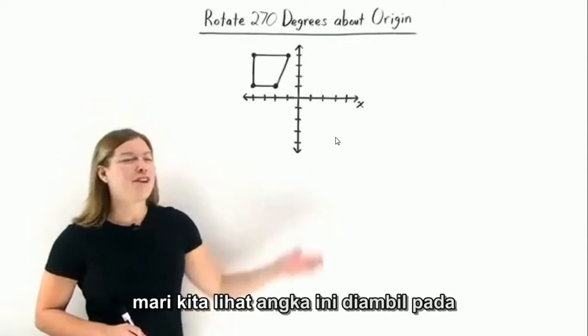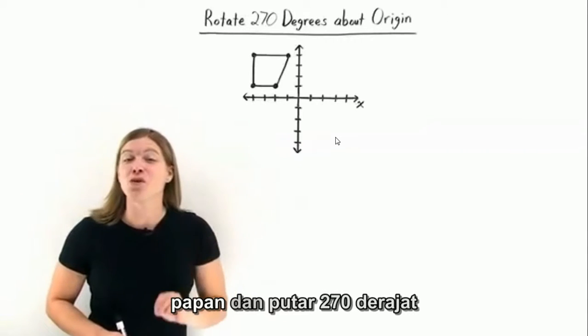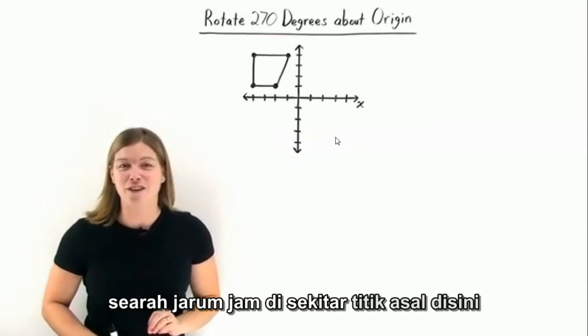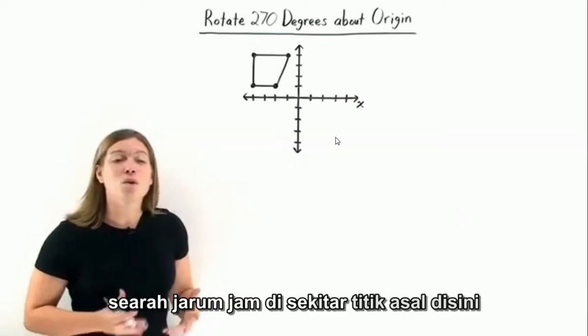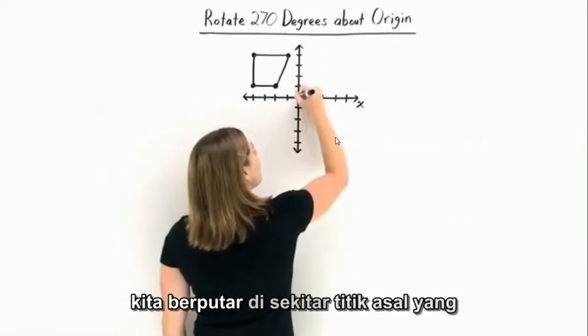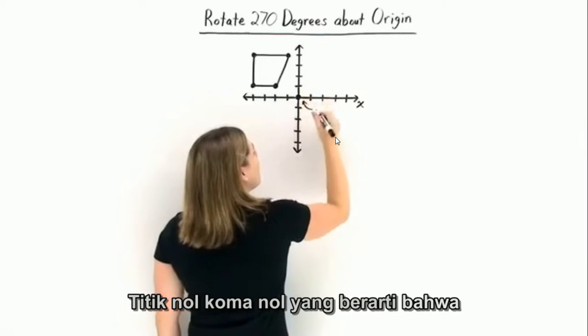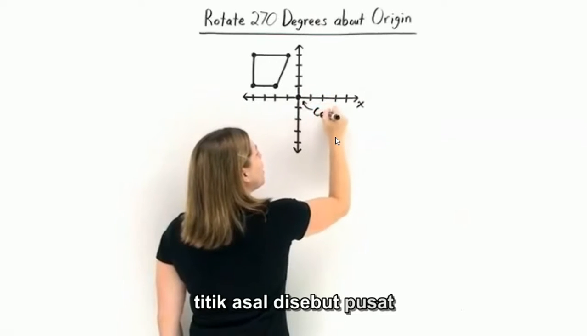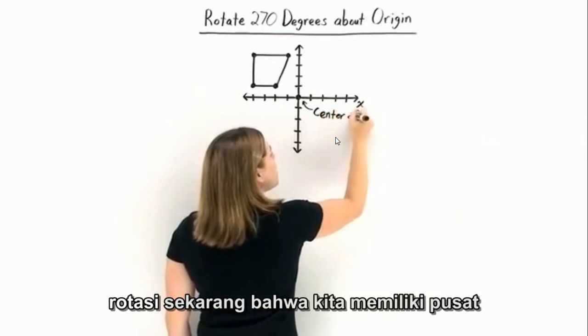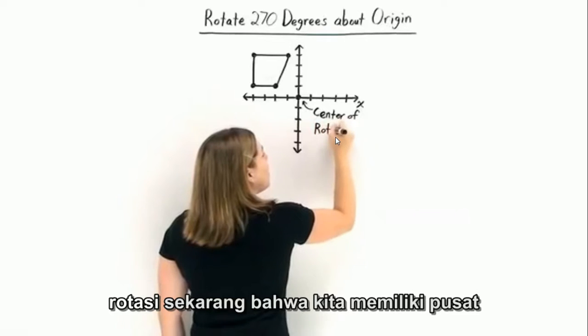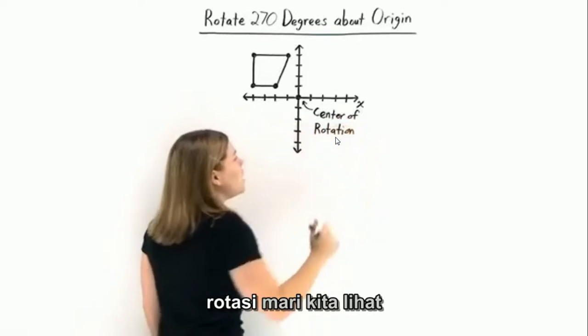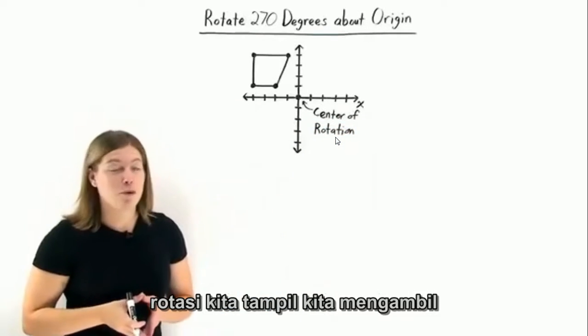Let's take this figure drawn on the board and rotate it 270 degrees clockwise around the origin. Here, we're rotating around the origin, the point 0, 0. That means that the origin is called the center of rotation. Now that we have our center of rotation, let's take a look at the rotation we're performing.